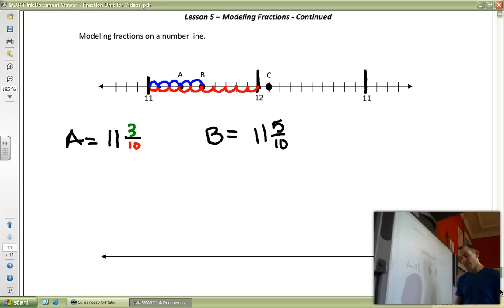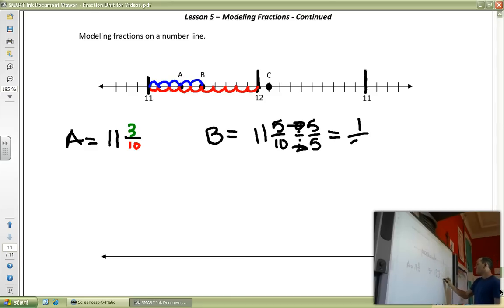Now your teacher may not be satisfied with that answer because it's not in lowest terms, right? So you're going to want to reduce it. The greatest common factor of 10 and 5 is 5. So you're going to want to do some division here for simplifying. Divide each by 5. Remember, when we divide, we're going to go straight across. That's going to give us 1/2. So B equals 11 and 1/2.